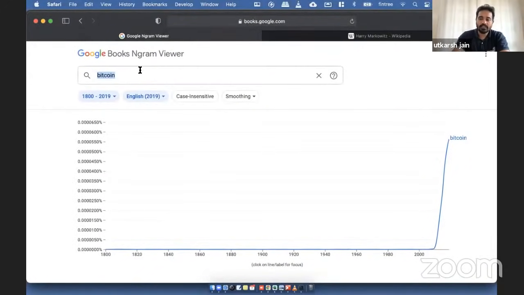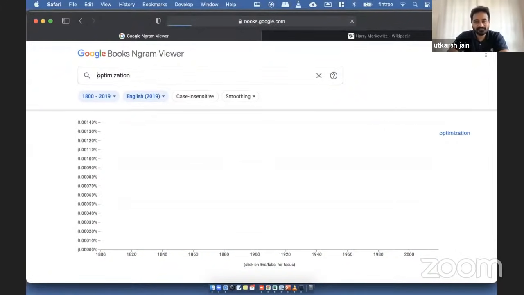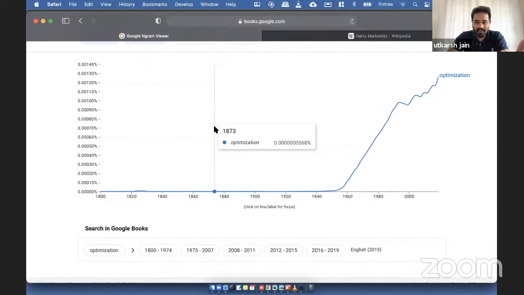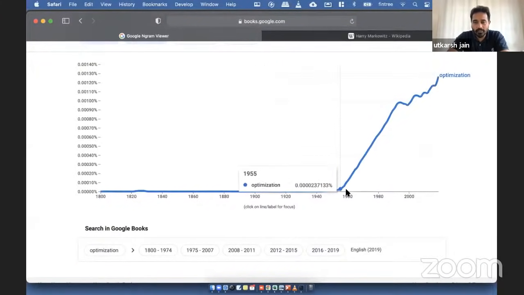What I'm going to do now is throw "optimization" into Ngram Viewer. Okay, so let's see what happens. Optimization, enter, and look at the graph. So the word isn't as frequently used in this window, but see around 1953, 54, the usage of this word shoots up, right?